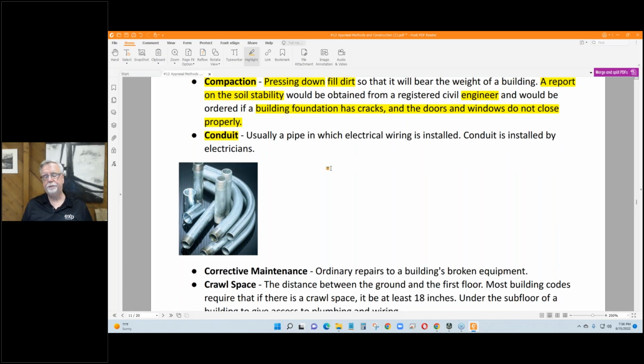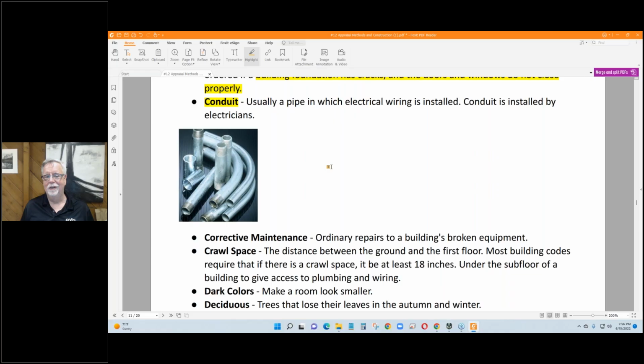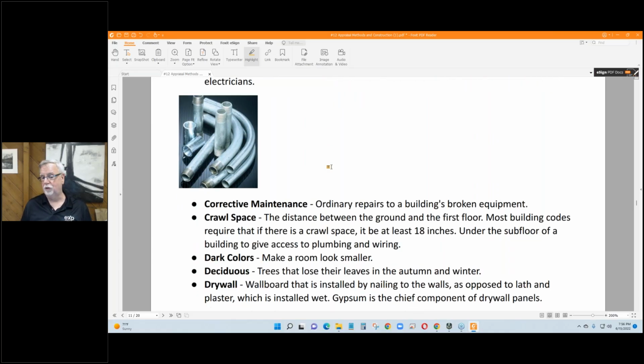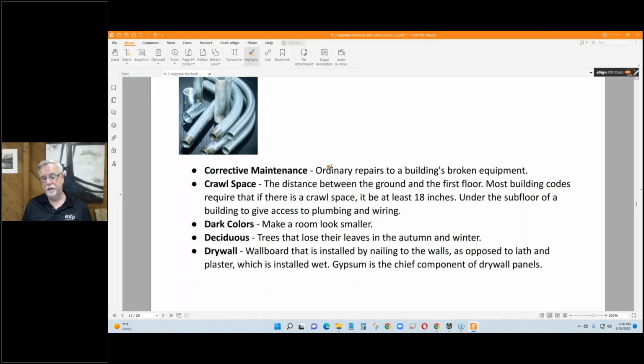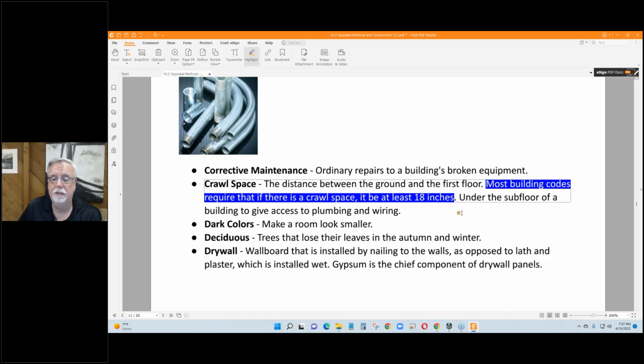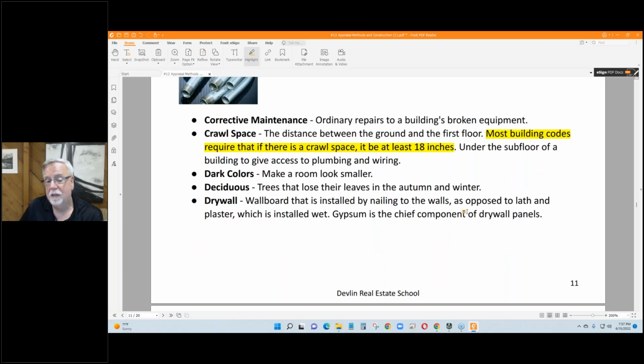Conduit is pipe that electrical wiring goes through, installed by electricians. Corrective maintenance is ordinary repairs. The crawl space is the space under the house where you can crawl. Most building codes say it has to be 18 inches. Dark colors, these are just alphabetical things, been on the test, often make a room look smaller.